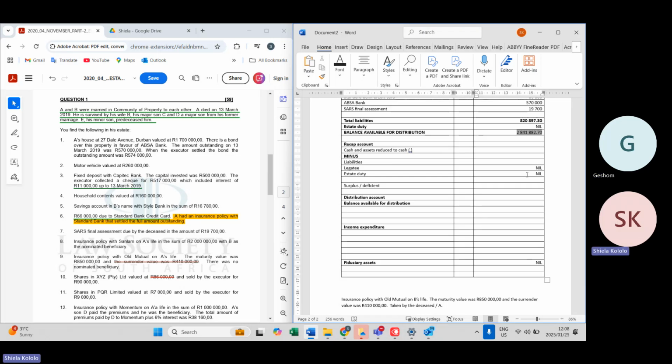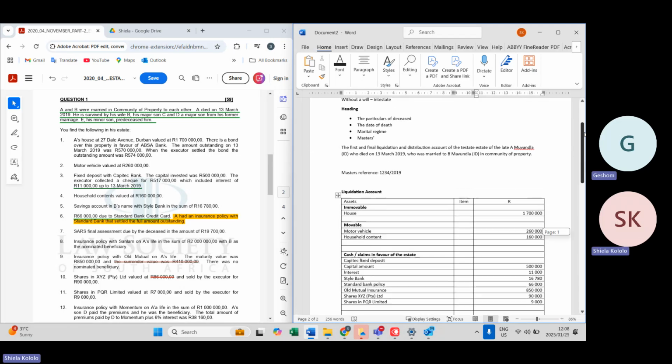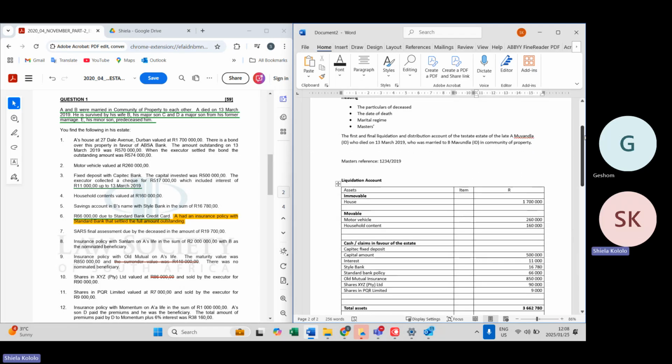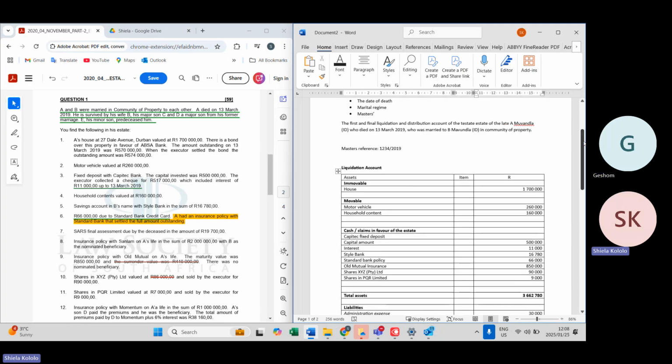And then we move on, income and expenditure. So now, yes. But this interesting account, we said where I take the balance. Remember here. And then I'm going to minus liabilities. So no, not liabilities. So remember in our distribution, yes. So we are going to distribute the 1.7 million house, the household contents and everything.